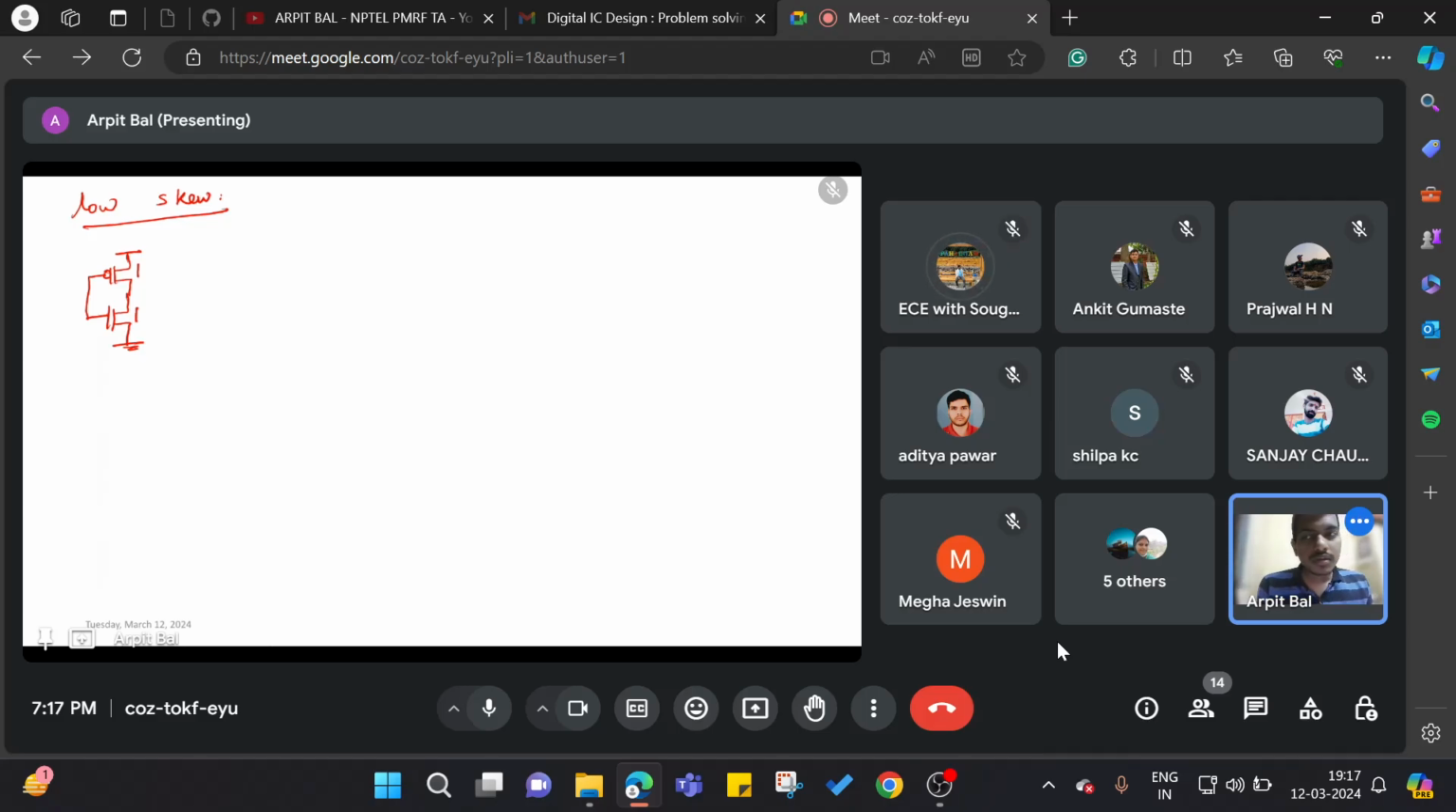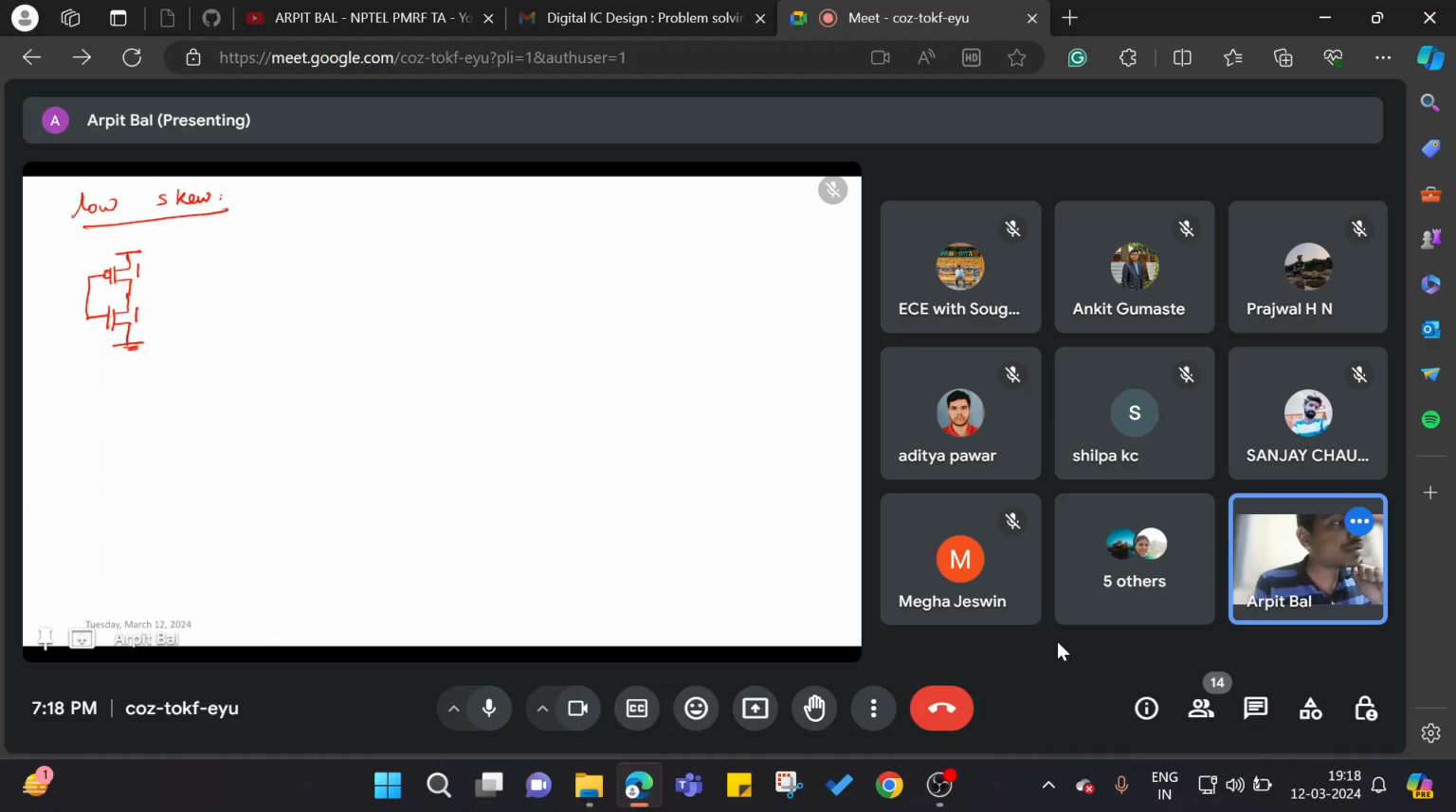Okay, sir. In usual cases, what would have happened is I would have kept my PMOS width as 2 and NMOS width as 1. But in this case I am going to keep PMOS width as 1 and NMOS width as 1. So it means that I am making my NMOS stronger than my PMOS.